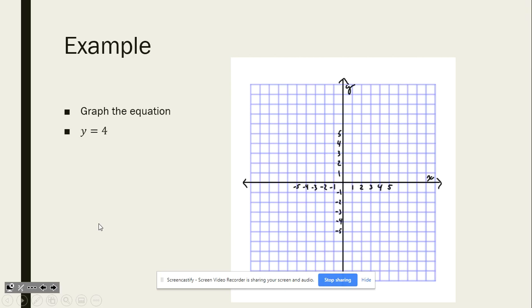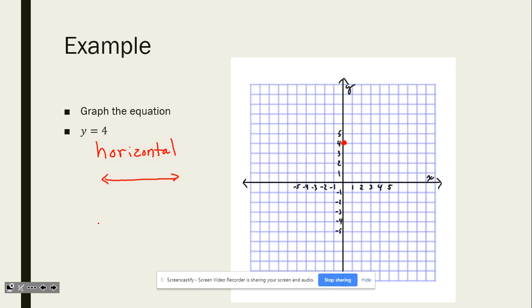Here's a guided example for you. Let's graph the equation y equals 4. Because it's a y equals line, we know that this line is going to be horizontal. In other words, the line will move from left to right. I'll be on the y-axis and I'll find the number 4, as I have at this point here.